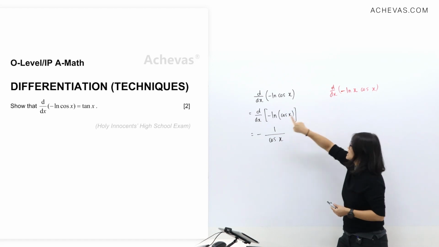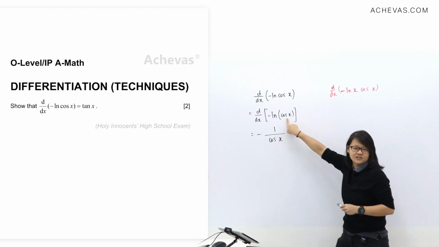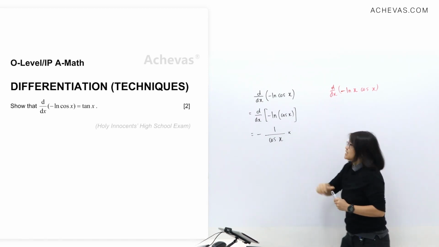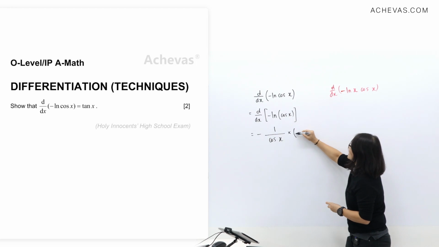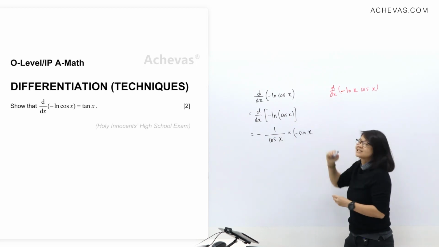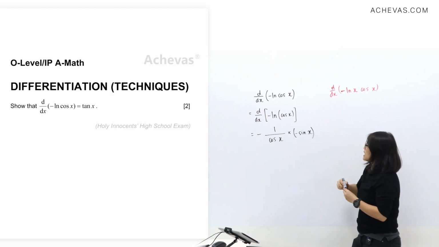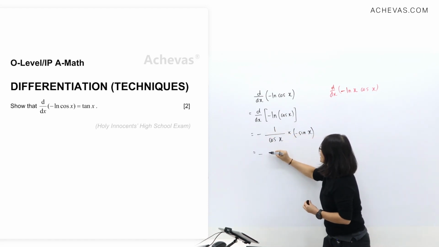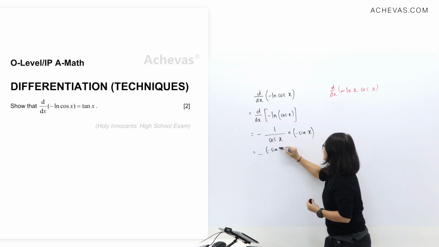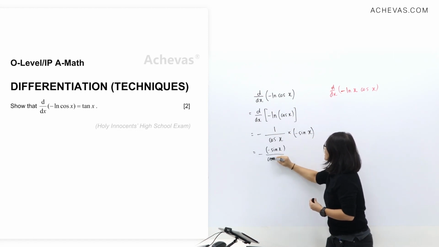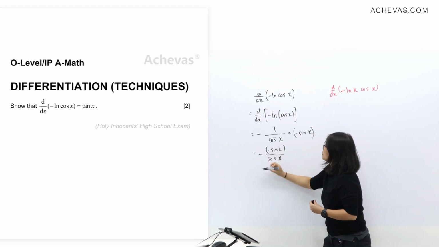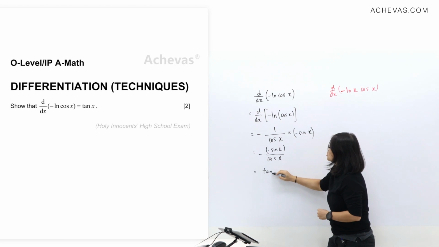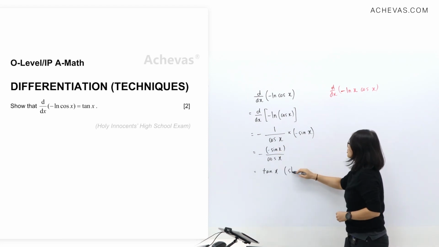Now let me take a look at the inside bracket. We have a function of cos x. So I'm going to multiply by the derivative of cos x, which is negative sin x. Okay, so from here, I'm going to multiply this to the top at the numerator side. So what we get here is negative sin x over cos x. Negative will become a positive answer. And sin divided by cos is going to lead you to tangent x, which is what we want to show.